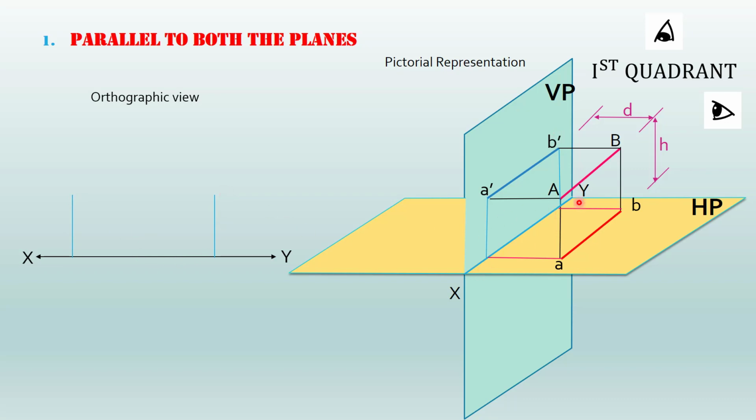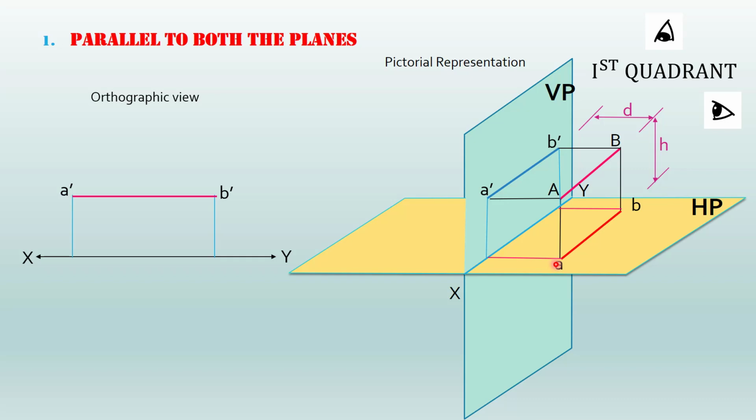That also will be the same, right? Because the line is parallel to HP. Since the line is parallel to HP, the distance of A dash and B dash will be the same, so that will be equal to H. So you can mark the H distance here and you will get the first point A dash. Here also you can measure the distance H and you will get the second point B dash. The distance between these two projectors will be the length of the original line itself. So this line A dash B dash represents the front view or the elevation of the line.